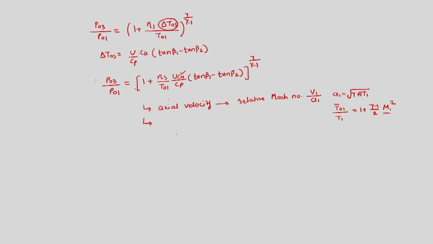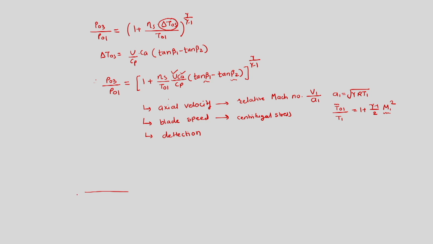The second factor which can help to raise the pressure more is the blade speed, U. But blade speed is also restricted by centrifugal stresses in the blade, and this stress is directly proportional to U square. So there should not be a very high blade speed. The third factor is called deflection. We had seen in the last class that beta 1 minus beta 2 is called the deflection, and if we have larger deflection, then we can have larger pressure rise. But larger deflection would create the problem of flow separation.